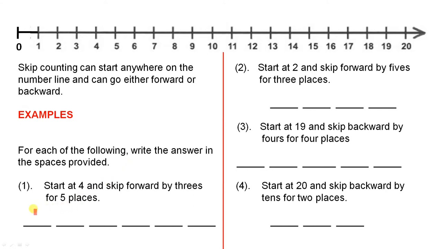Start at 4, so let's pretend we start at the number 4, which is here, and skip forward by 3s for 5 places. So we're skipping forward by 3s. So we just add 3 to give you 7, add 3 to give you 10, add 3 to give you 13, add another 3 to give you 16, and add another 3 to give you 19.